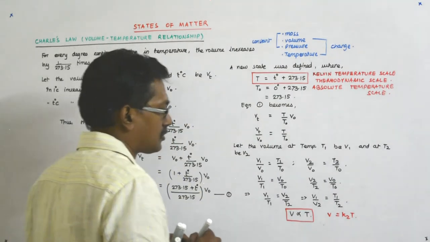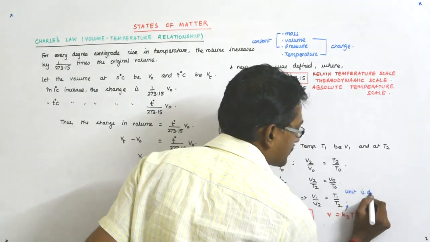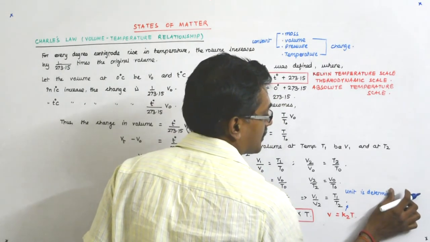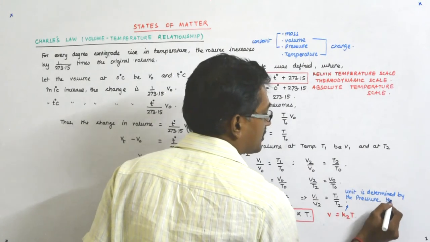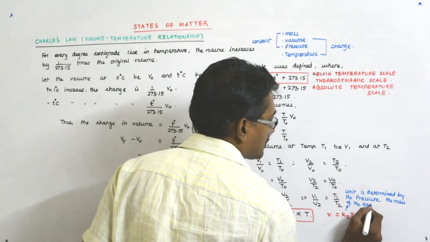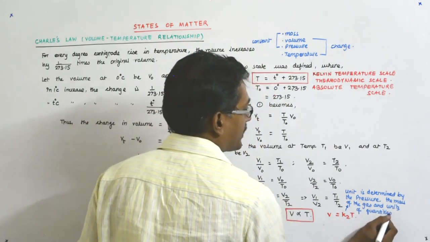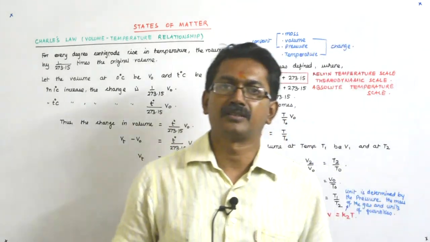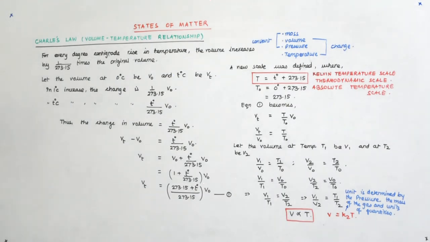Now this unit of k2 is determined by the pressure, the mass of the gas, and units of these quantities. So maybe you take pressure in bar and volume, and say mass in mole, then it is something else, and you take it in atmosphere and kg, then it becomes something else, and that's how it changes, right? But this holds good. It depends on pressure and the mass and units of the quantity.